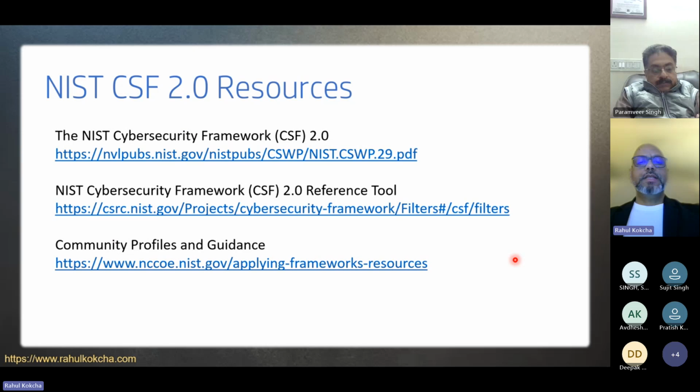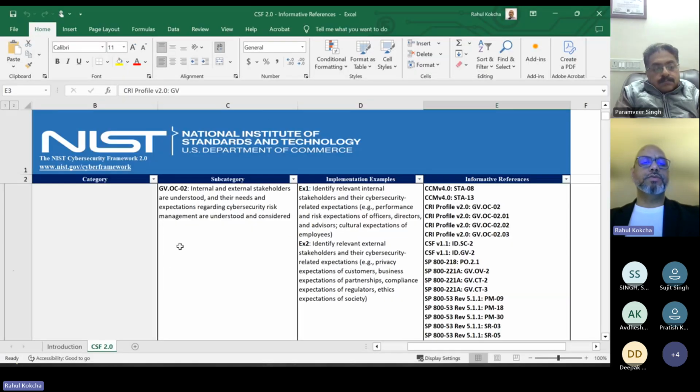So I will share this PPT with you later, so you can refer to these links. This is the link from where you can download the CSF 2.0. It is free of cost. Then the reference tool I presented today is also given here, the one with this blue bar.